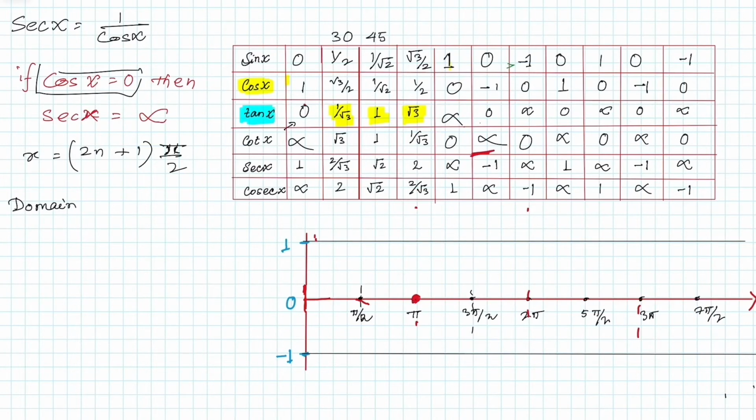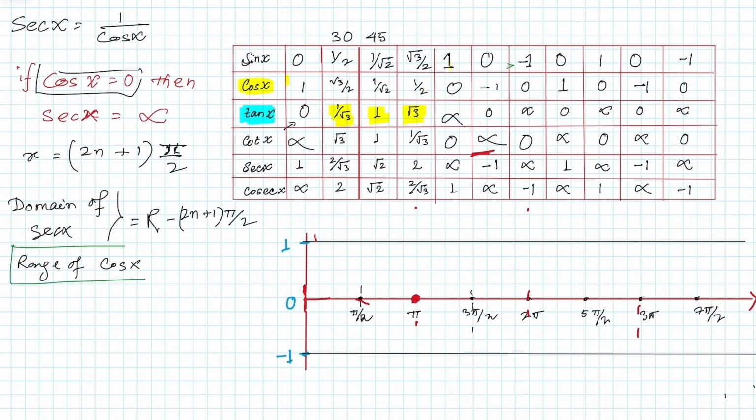So that's why the domain of sec x must be equal to R minus (2n plus 1) into pi by 2. So what will be the range of this? First let us study the range of cos x. So what is the range of cos x? We know that the range of cos x is the interval from minus 1 to plus 1.